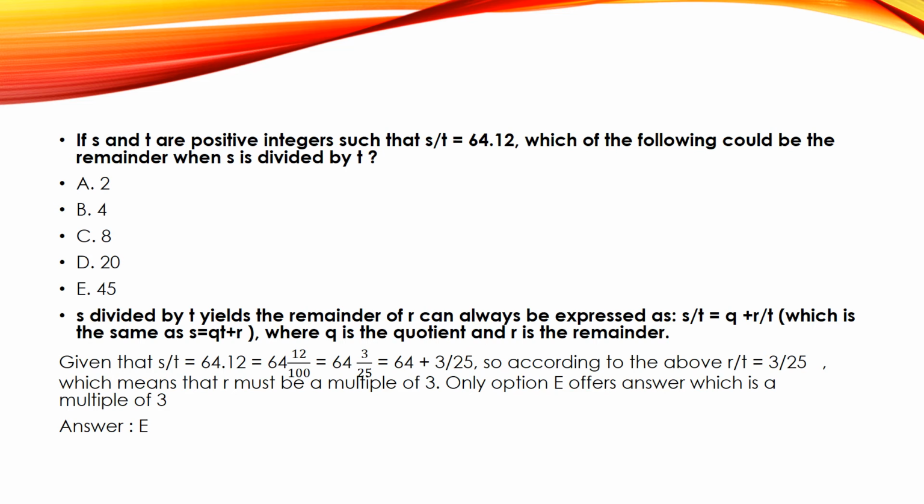Given that s by t is equal to 64.12, which is equal to 6412 by 100, which is equal to 64 by 25, which would be equal to 64 plus 3 by 25. So according to the above, r by t is equal to 3 by 25, which means that r must be a multiple of 3. So only option E offers an answer which is a multiple of 3.